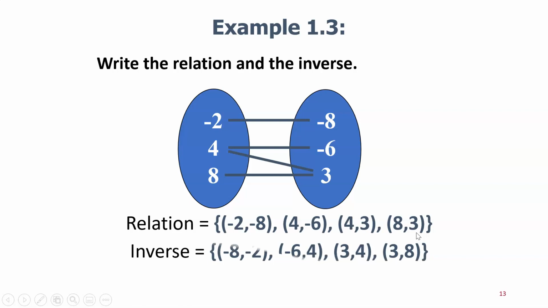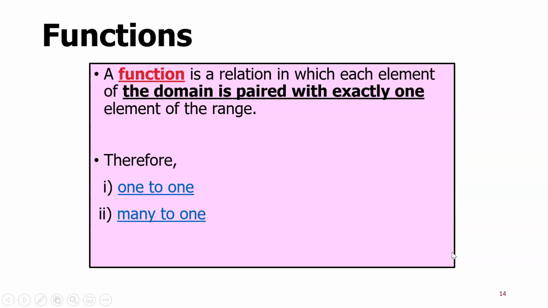Okay. So the inverse relation will be, you just interchange the first and the second coordinate, or the first and second positions. You have (-2, -8). When you interchange, you terbalikkan dia, you have (-8, -2). This one is (-6, 4), (3, 4) and (3, 8). So that is the inverse. Okay.